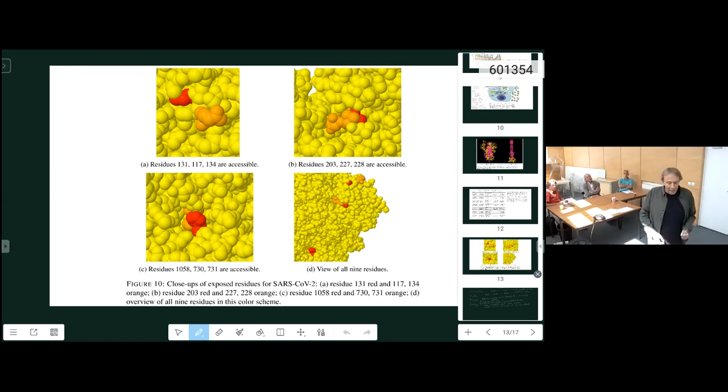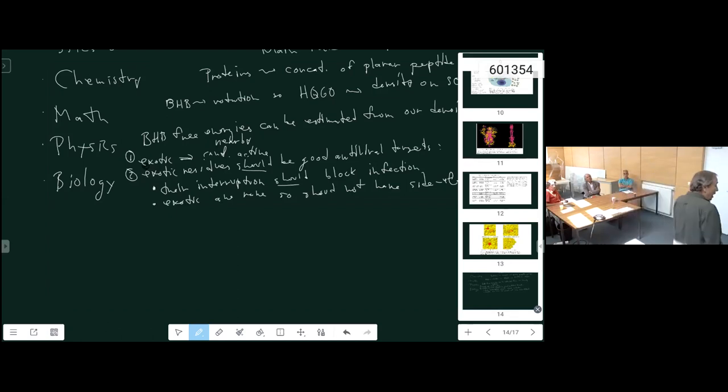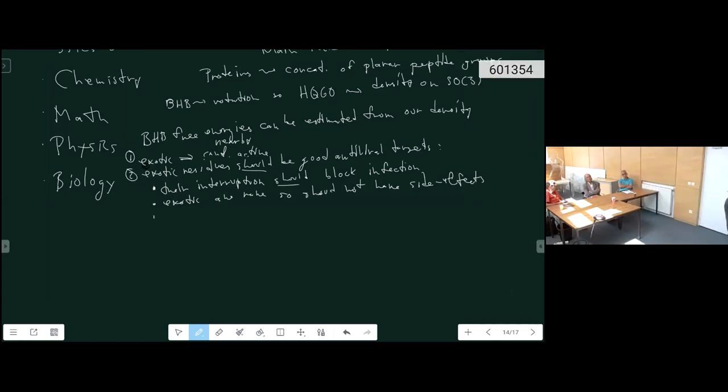So let me close finally with two more biological takeaways. One is there's a third reason that I already alluded to, that these residues should be good antiviral targets, and that is they should be robust under mutation. That's the whole point of the KCB2, to be robust under the inevitable mutation. And the other thing I wanted to say is, more generally, that these models of hydrogen bonds and free energy should be a useful tool going forward in structural biology in general.